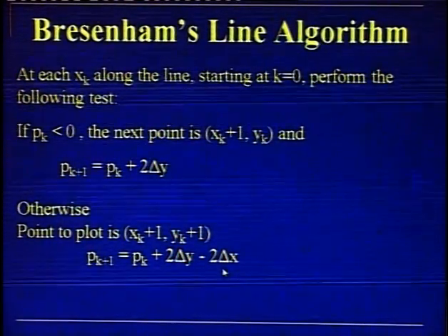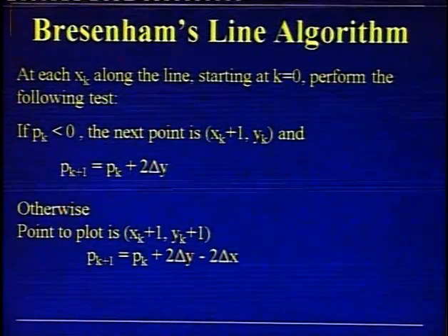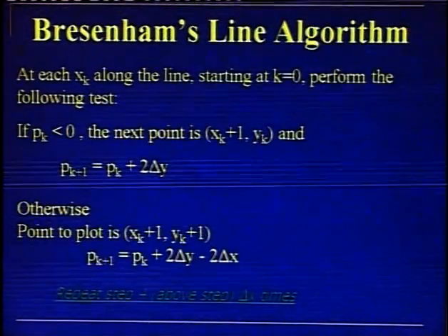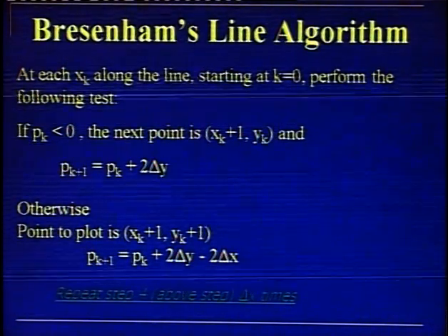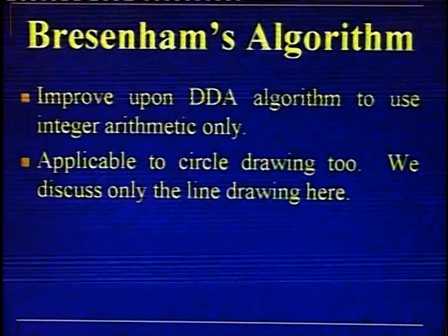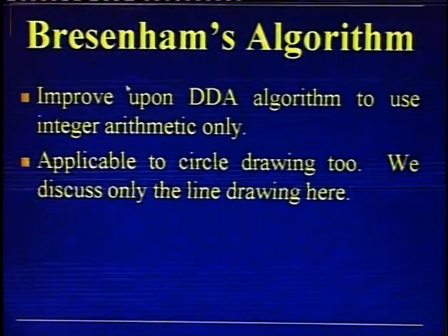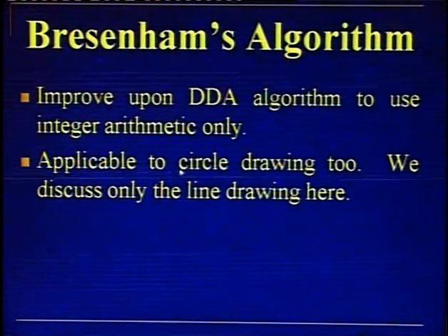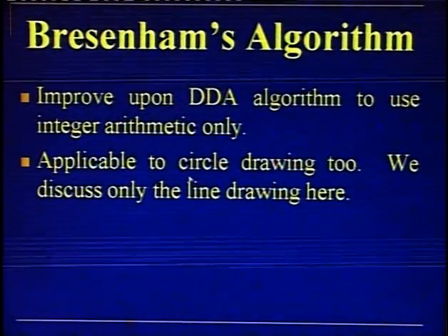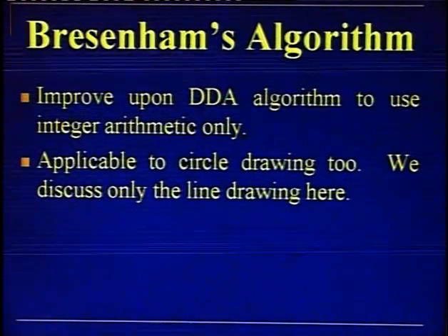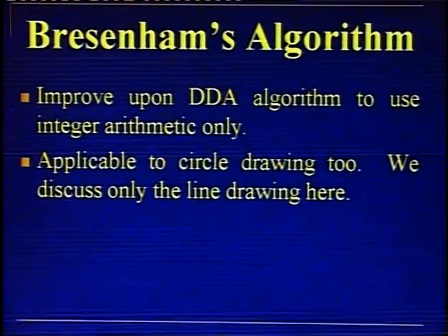At every step we check whether the value of parameter pk is positive or negative, and this step is repeated delta x times, so that we reach from the starting x coordinate to the end x coordinate. This is just an improvement upon the DDA algorithm, using integer arithmetic only. This is also applicable to circle drawing too. As I have only this part of the syllabus, line drawing, in my topic, I have explained only line drawing here.